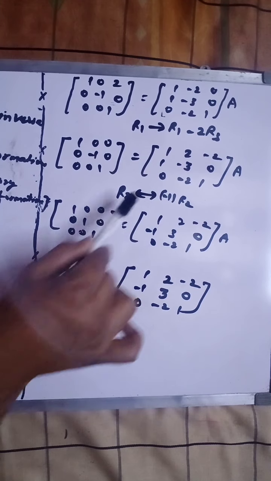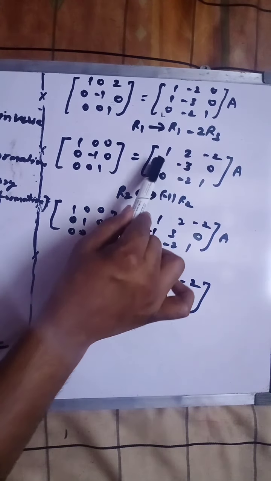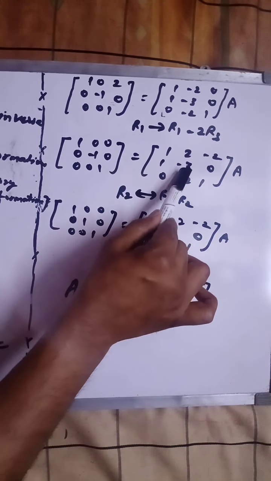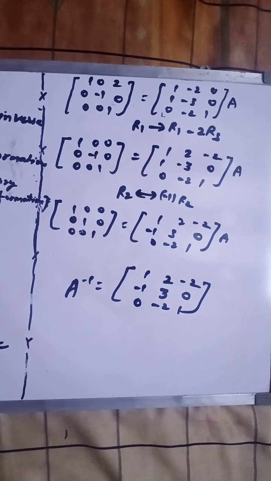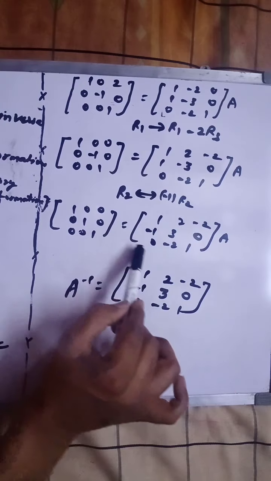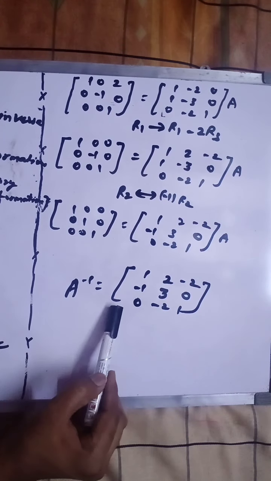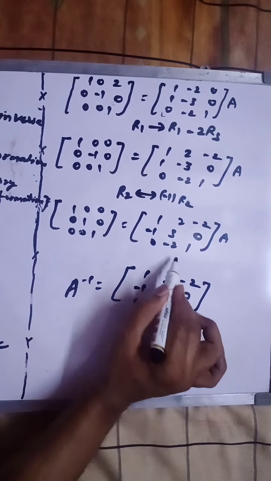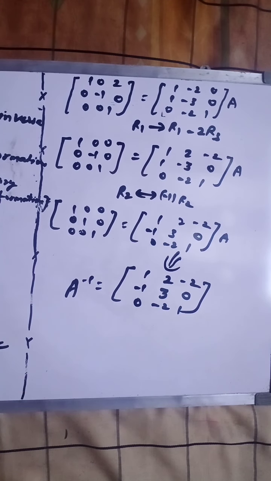So you will get this, and similarly here you have to apply in this row. So this would be minus 1. This would be 3, that would be 0. Fine. So this matrix, this one, this is the inverse of matrix A. This is how we can find out the inverse of any matrix using elementary row or column transformation. Fine. Okay.